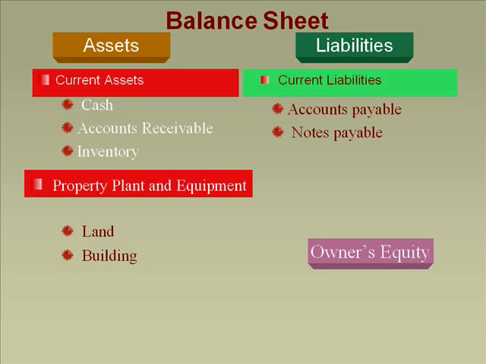Accounts payable, that's money you owe suppliers, is a current liability. Notes payable. Note payable by definition is a short-term loan. Notes payable is a short-term loan that's repayable within a year. There are more examples, but I've just given you two.